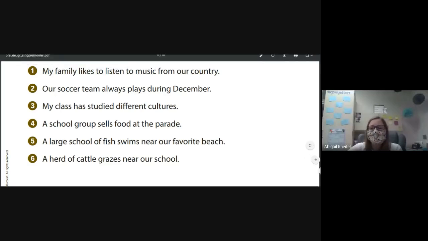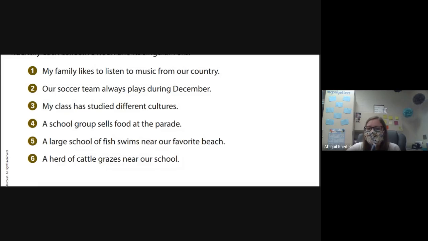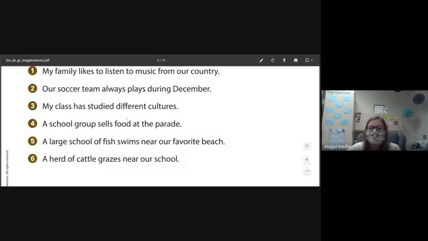A large school of fish swims near our favorite beach. Isaac, why don't you tell me what the collective noun is? Or Jessica, one of you tell me what the collective noun is. It'd be the school would be the collective noun, or the school of fish, yes. Then because we're talking about, it would be school.